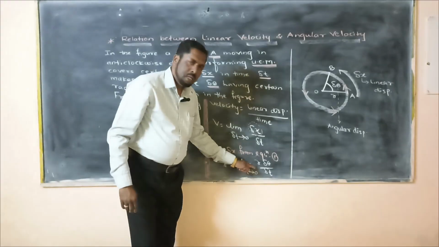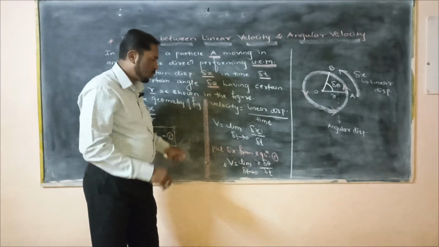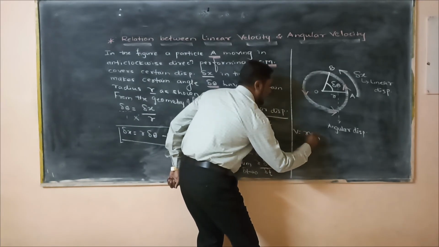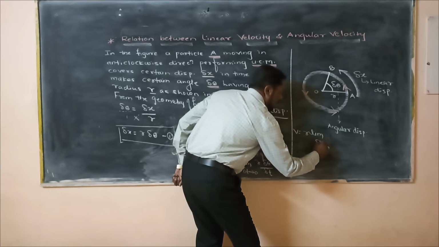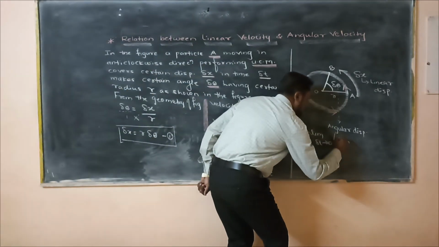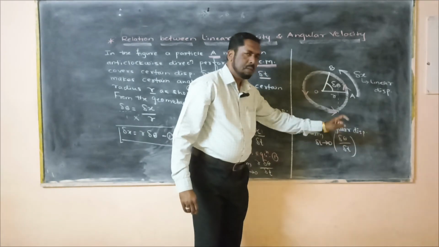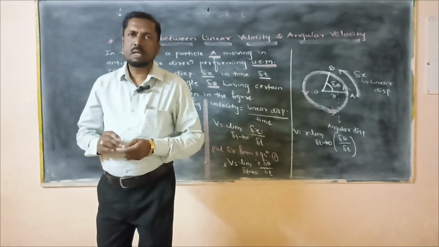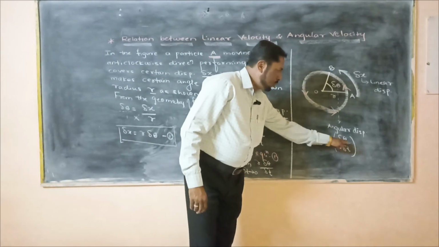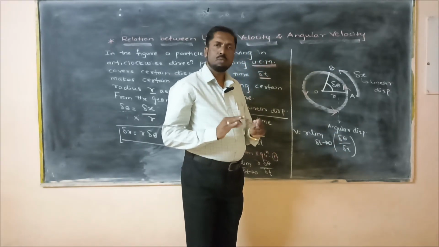So here is the radius. Take the radius outside the limit. Why? It is the constant factor. So we can write that v is equal to r limit delta t tends to 0. What remains? Delta theta upon delta t. What do we understand by delta theta? Delta theta is called angular displacement. And what is t? It is the time. So the ratio of angular displacement with respect to time is called angular velocity.